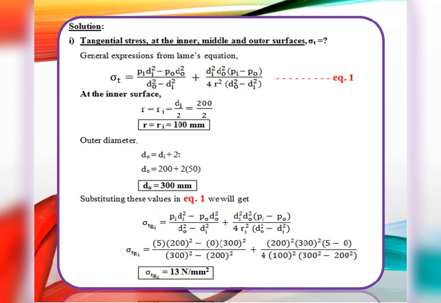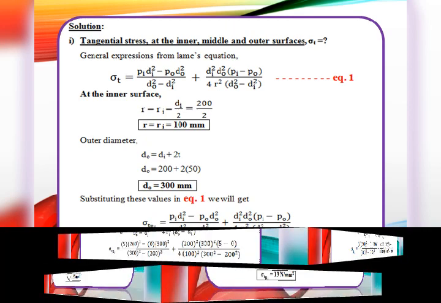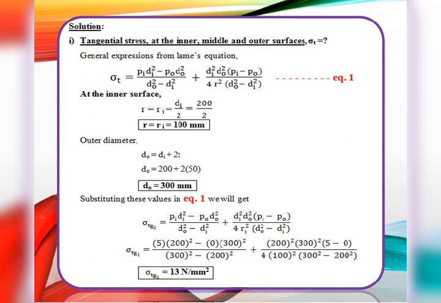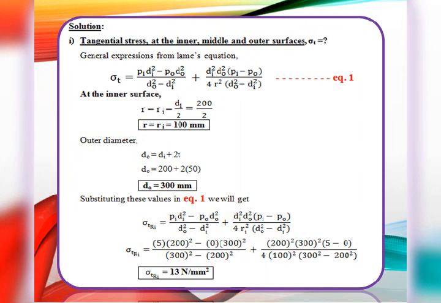So now sigma t at ri, that is, internal pressure or pressure at the inner surface, is 5 into 200 squared, that is di squared, minus p naught, which is 0, into d naught squared, that is 300 squared, divided by 300 squared minus 200 squared, plus di squared, which is 200 squared, into 300 squared into 5 minus 0, divided by 4 into r squared, where r is nothing but ri.